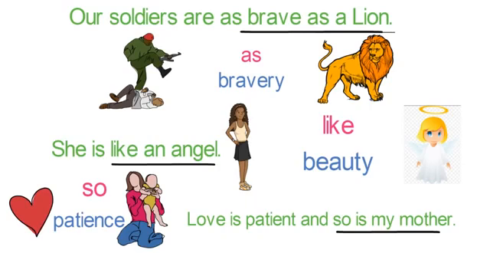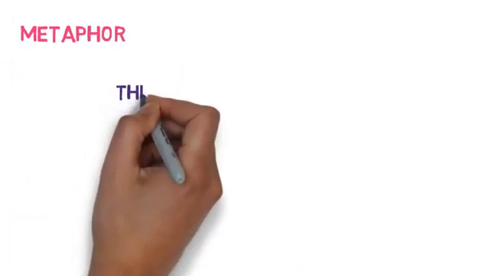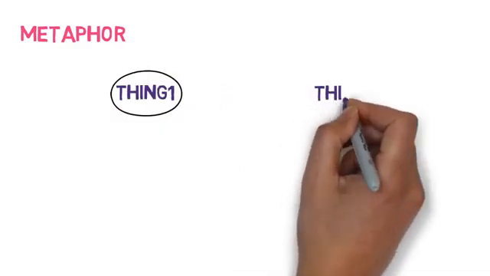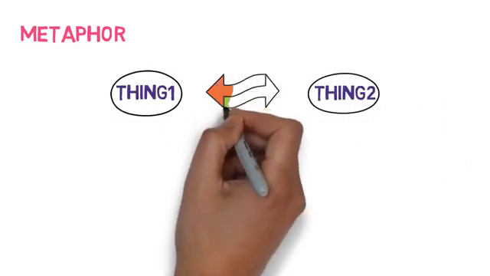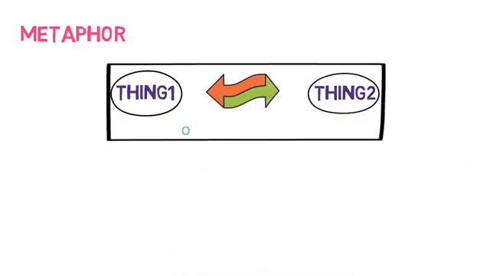Now let's look into the next type of figure of speech, metaphor. A metaphor is a figure of speech that uses comparison between two unlike things. These two things must have one thing in common. Now you might be thinking, in simile also we said the same thing. But there is a difference between both of them. While in simile, we use the words as, so or like while comparing two things, here we do not use that.